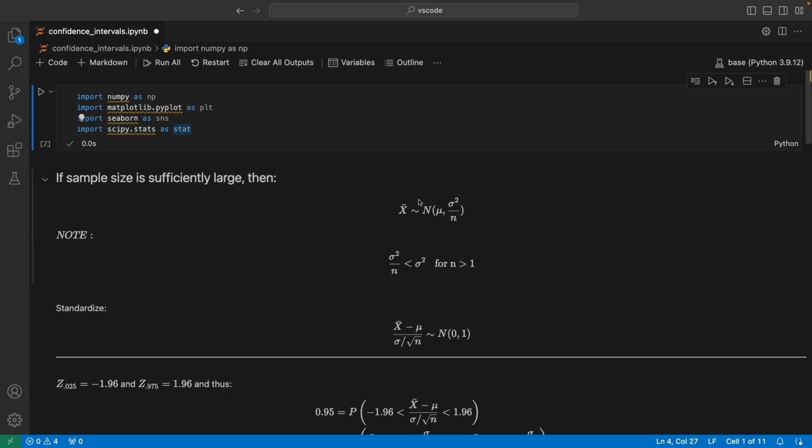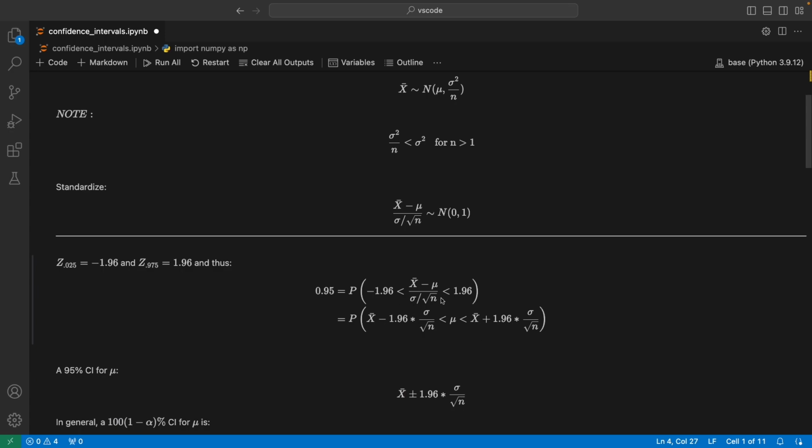Now, for this result, if we go ahead and standardize, what we end up with is x bar minus mu divided by sigma divided by the square root of n follows a standard normal distribution. Now, if we choose the 2.5 and 97.5% quantiles, then because the area under the normal curve between these two endpoints is equal to 0.95, we can write that 0.95 is equal to the probability that this quantity is between negative 1.96 and positive 1.96.